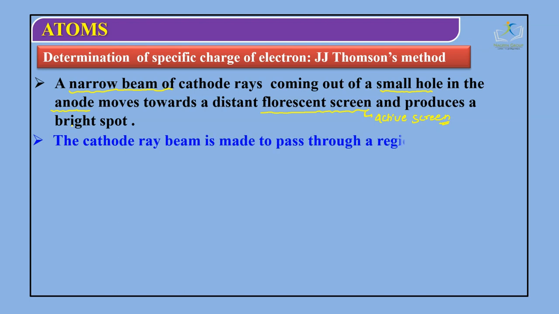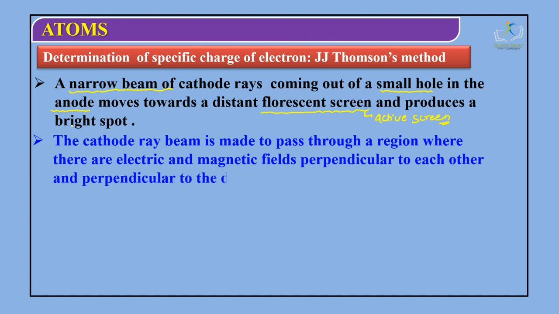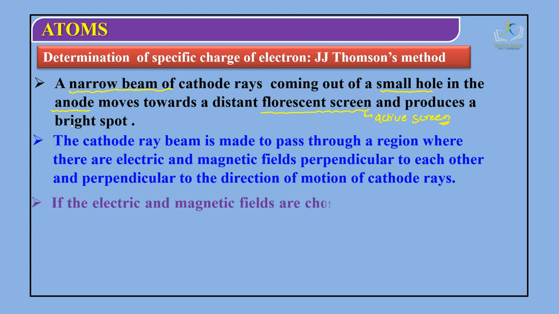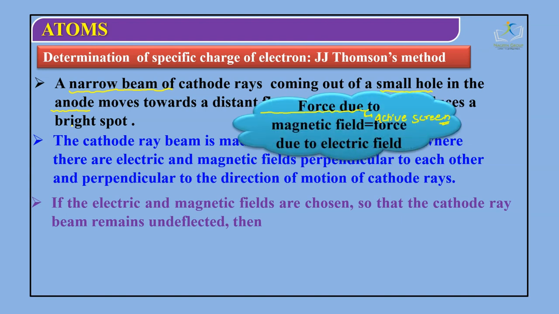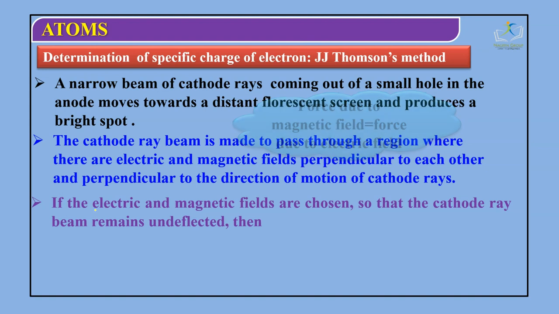The cathode ray beam is made to pass through the region where the electric and magnetic fields are perpendicular to each other and also perpendicular to the direction of motion of the cathode rays. If the electric and magnetic fields are chosen so that the cathode ray beam remains undeflected, then the force due to the magnetic field and the force due to the electric field must be equal.